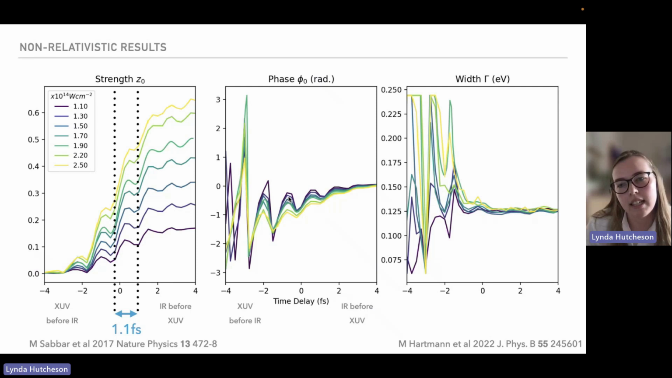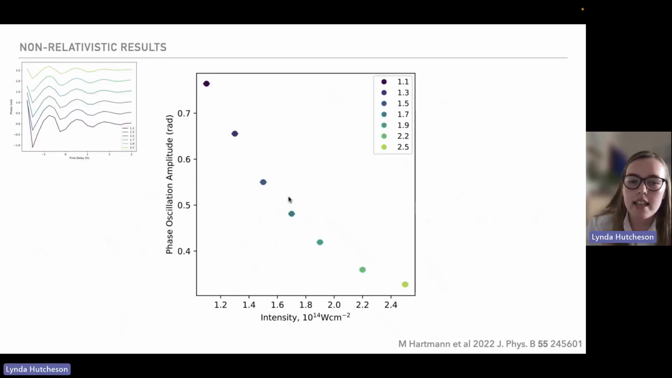So we extract the amplitude of these oscillations. The way we do that is we take away the cycle average trend. So it's oscillating about 0. You can see that here. And then we just find the amplitude of these oscillations. And you can see this is what we saw in the figure before. As you increase the IR intensity, the amplitude of these oscillations decreases.